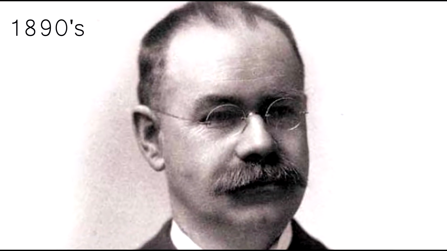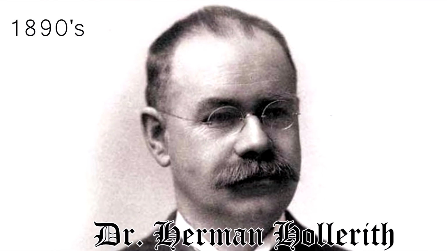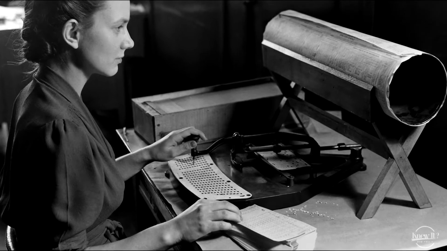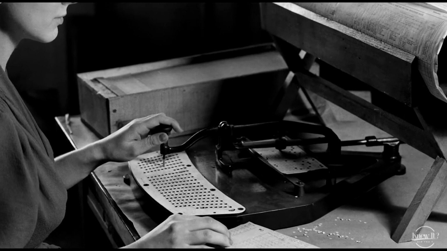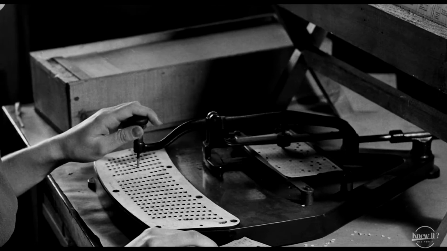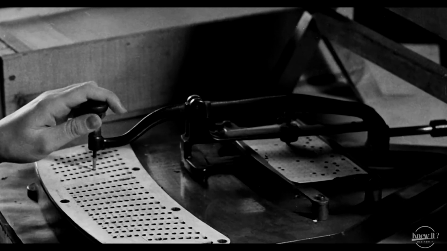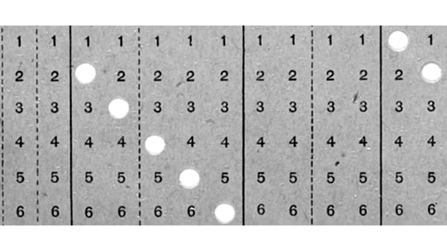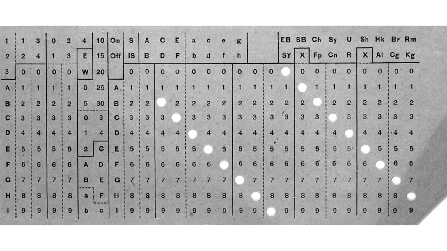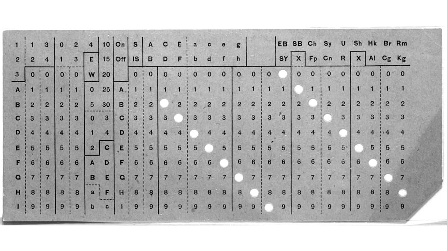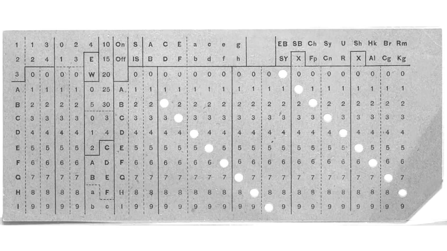In the 1890s, Dr. Herman Hollerith introduced the first electromechanical punched card data processing machine, which was used to compile information for the 1890 United States Census. Hollerith's tabulator became so successful that he started his own business to market it. His company would eventually become International Business Machines, IBM.